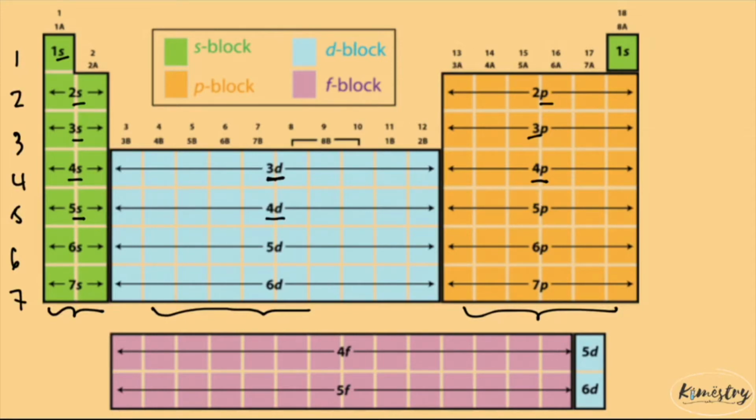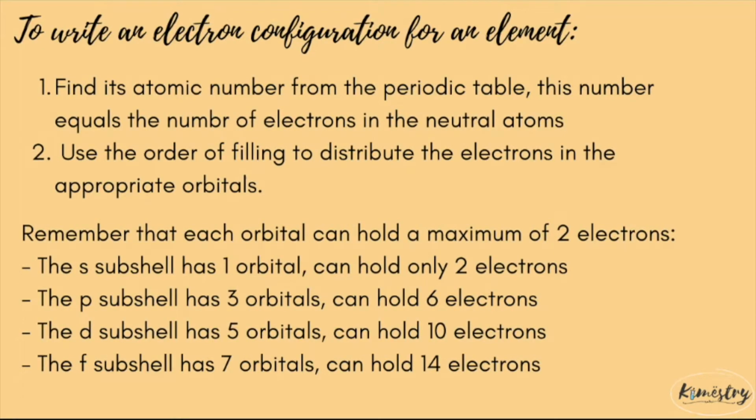So that's the exception. Alright, so to write an electron configuration for an element, first you have to find the atomic number, the same thing as the proton number. This number is equal to the number of electrons in a neutral atom. Second is to use the order of filling, which I'm going to show you in a bit. And if you don't want to use the order of filling, you can also just reference the periodic table. Keep in mind, you have to remember that S can only have 2 electrons, P 6 electrons, D 10 electrons, and F 14 electrons.